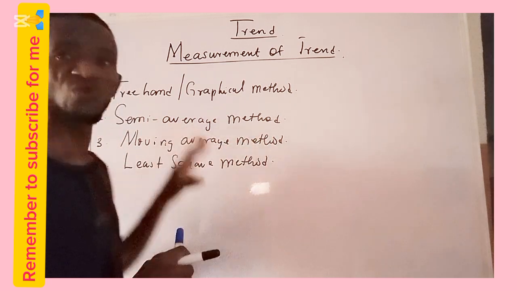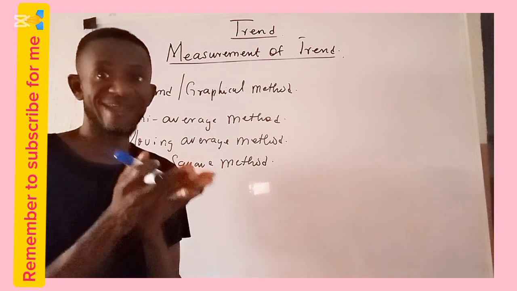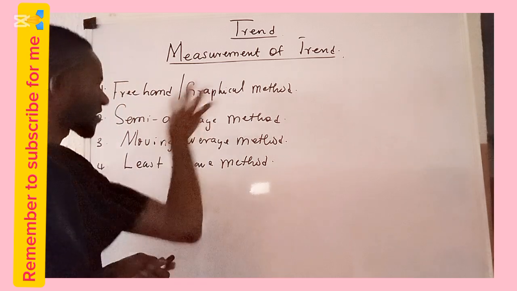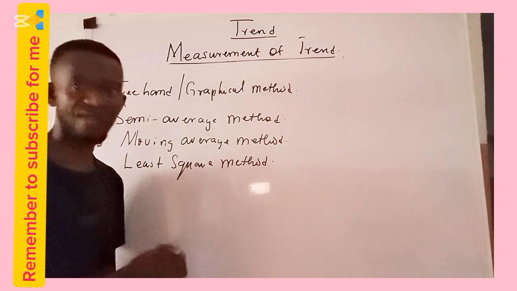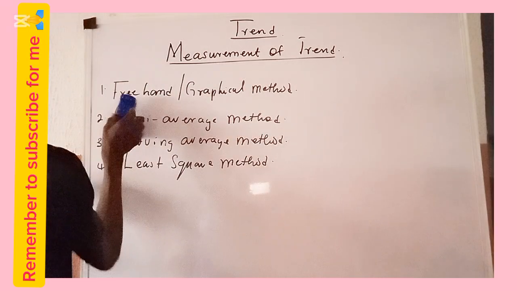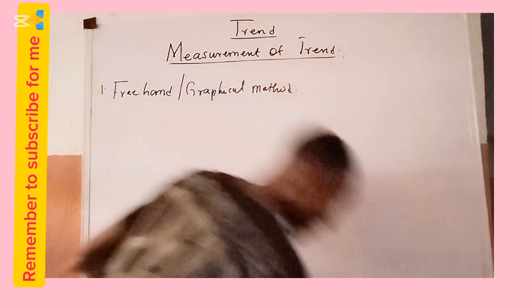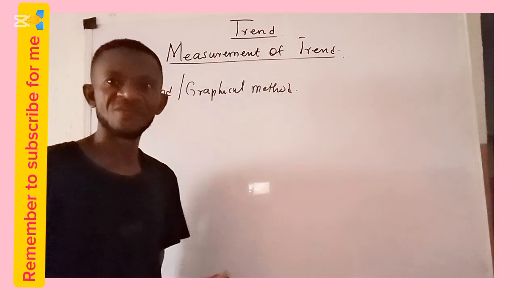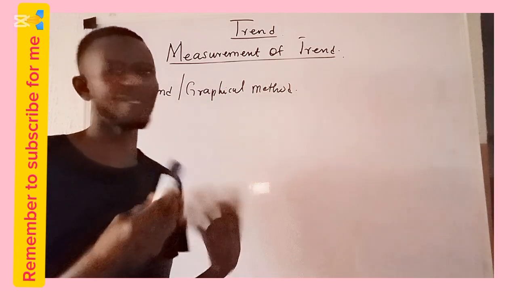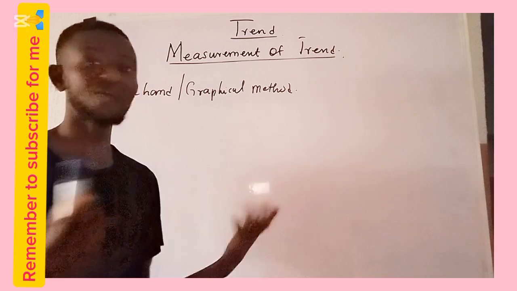These two, we are now going to have a separate class for it because it's a little bit larger in terms of outline. So permit me to clean this one while we start with the graphical method. Of course you know what is called freehand. In freehand, we are not using any kind of tool to determine something. We are just using freehand to do that.